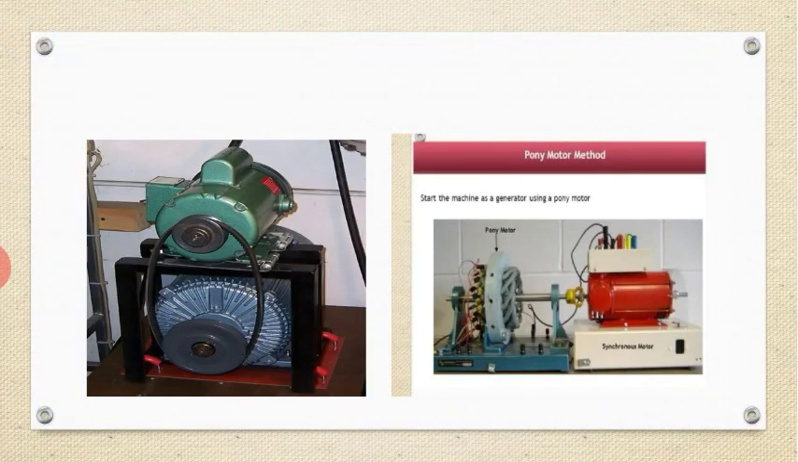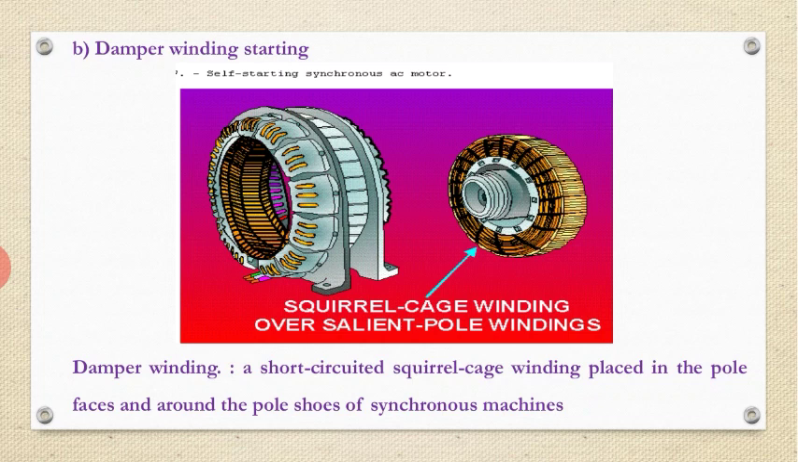Another one is damper winding starting. What is the meaning of this? Damper winding starting means we start like an induction motor. I repeat, like an induction motor we start, and we bring the rotor near the synchronous speed. This method is called damper winding starting.